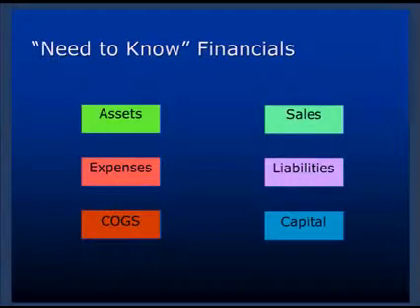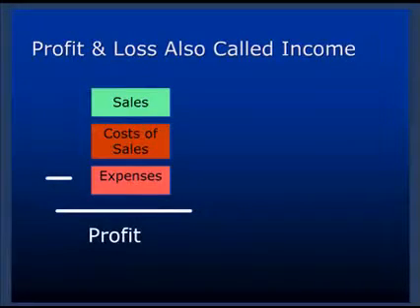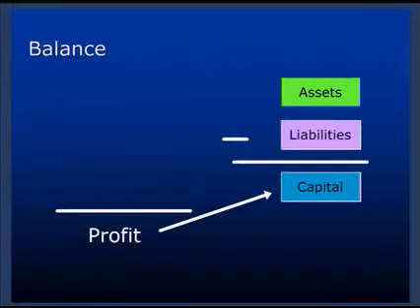Your financials are built on just a few key concepts that you need to know. Your profit and loss, also called income statement, takes sales and subtracts costs of sales, also called COGS or cost of goods sold, to calculate gross margin. And from gross margin, you subtract expenses, which would include interest and taxes, and your regular operating expenses, to calculate profit. The balance sheet shows the financial position of the company at any given date.